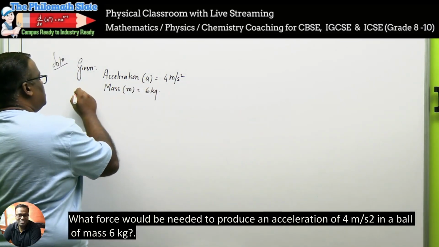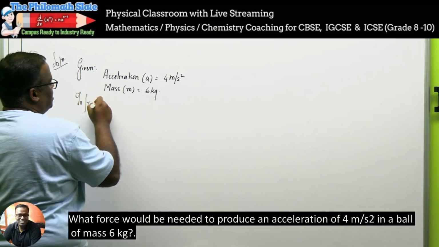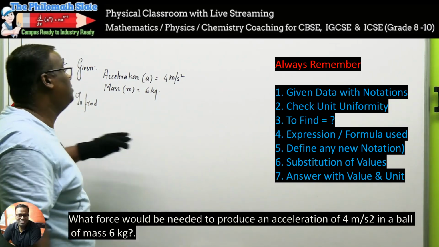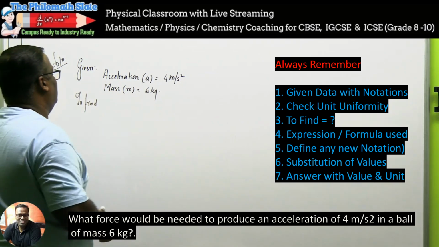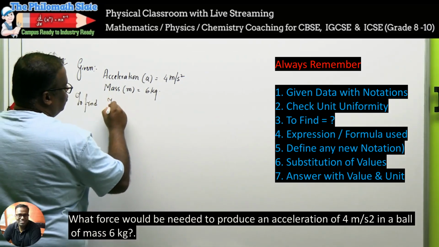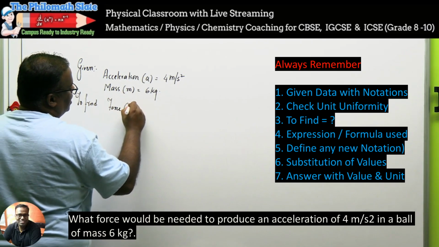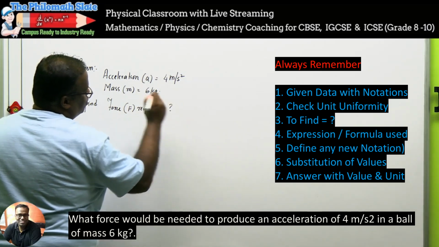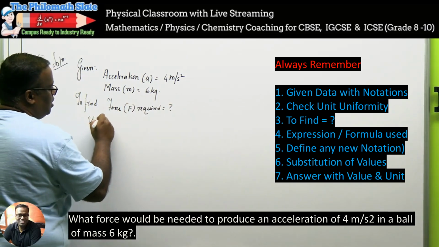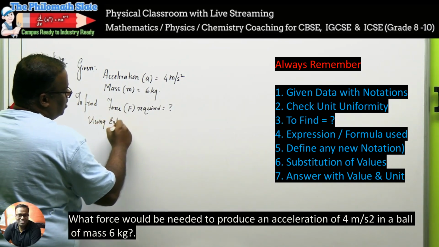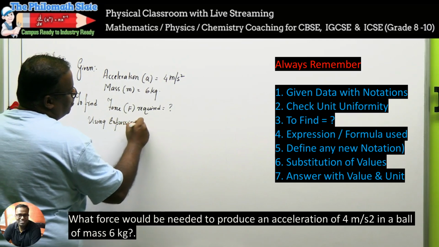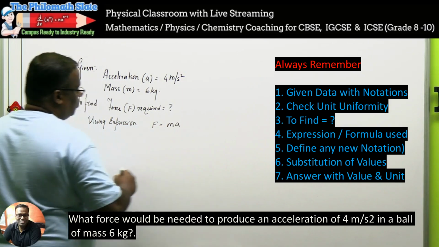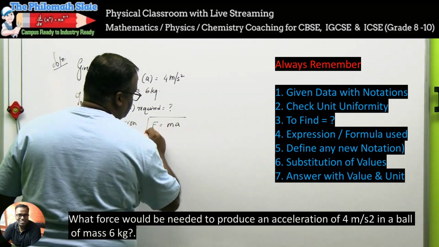What have you been asked to find? This is also an easy series. In these problems, don't focus on the fact that sir is doing easy problems. I'm trying to make you understand how to do the problem. To find force, that is F required. Force F required. You don't know. So you use the expression. What is the expression we're going to use? Force is equal to mass times acceleration.